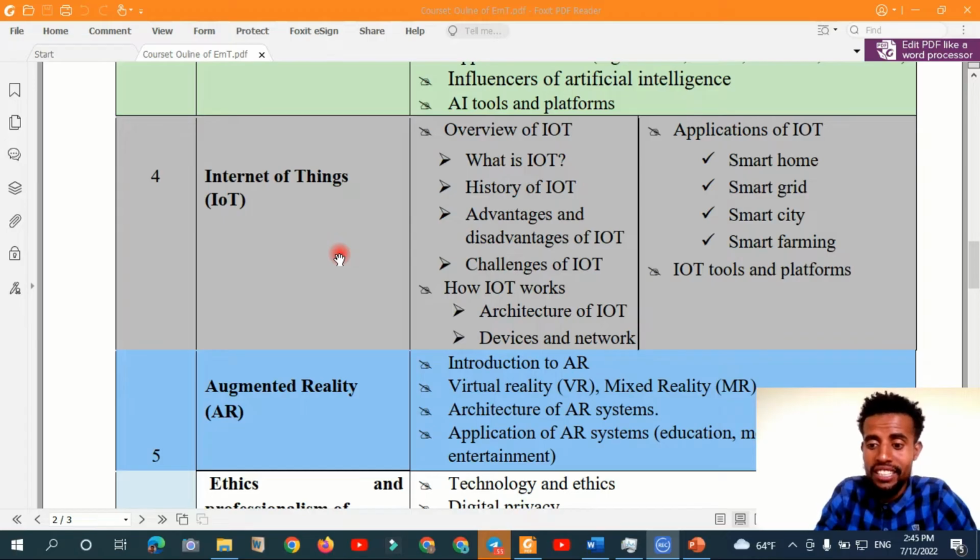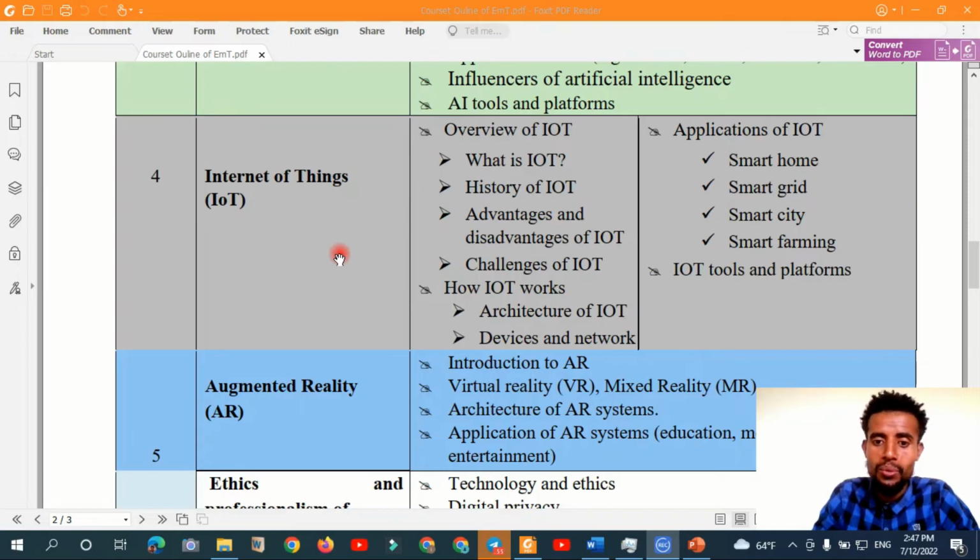By the way, every technology has its own advantages and disadvantages. So we'll see the advantages related to Internet of Things, and we'll see also the disadvantages of using Internet of Things, or IoT. Next to that, we'll see challenges of Internet of Things. There are so many challenges for IoT, like security challenges, privacy challenges, complexity challenges, and so on, which will be discussed under this chapter.